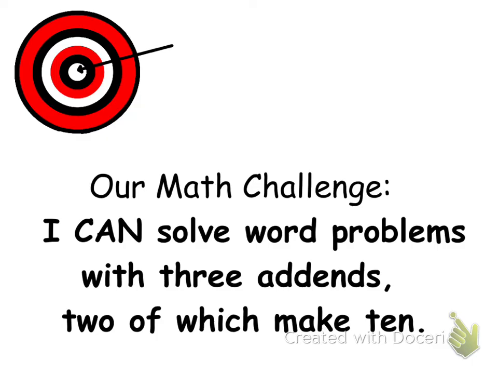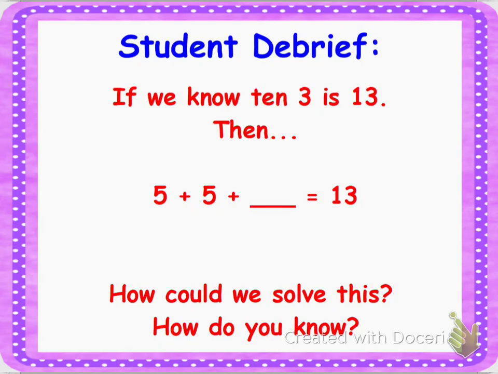Alrighty, guys. So now you can put that workbook just to the side because you're going to be using it in just a moment. So, remember our math challenge was to be able to solve word problems with 3 items, 2 of which made 10. So looking at this, if we know 10 plus 3 is 13, then 5 plus 5 plus what equals 13? So what is our mystery number right here? I want you to whisper it to me. What's our mystery number? 3, right? Since we know that 10 plus 3 is 13, 5 and 5 make 10. So we know that 10 plus 3 equals 13. So that means 5 plus 5 plus 3 equals 13.